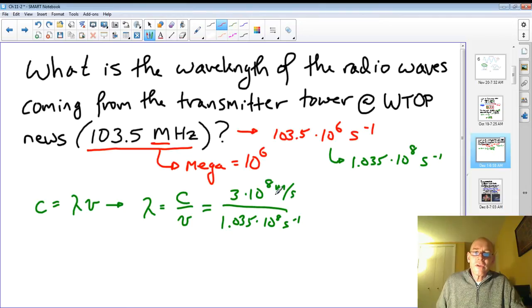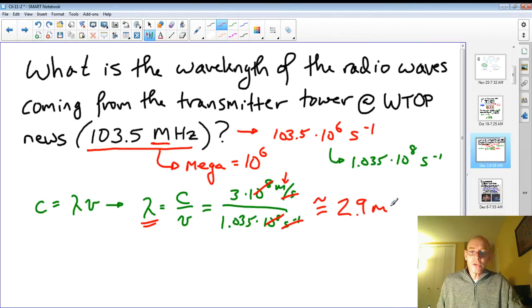And again, look at the units that cross out. Per second crosses out, and we get left with meters. And we want that because you want a wavelength. So this, and look at this, 10 to the 8th crosses out as well. So really the answer is 3 divided by 1.035. And I think, as I recall, it's about 2.9 meters.